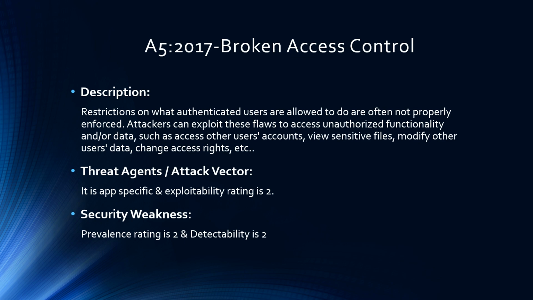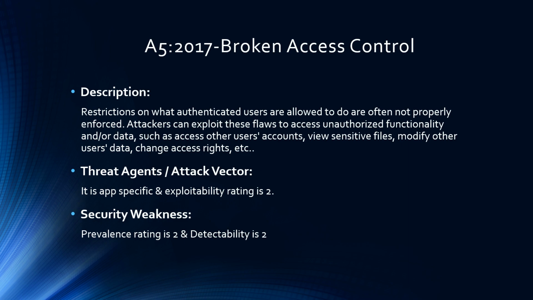How can you tell the application has this? Bypassing access control checks by modifying the URL, allowing the primary key to be changed to another user's record, elevation of privilege, metadata manipulation such as replaying or tampering with JSON web tokens, CORS misconfiguration allowing unauthorized API access, and force browsing to authenticated pages as an unauthenticated user or to privileged pages as a standard user.